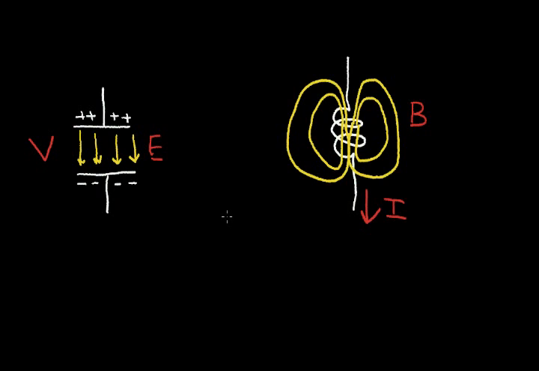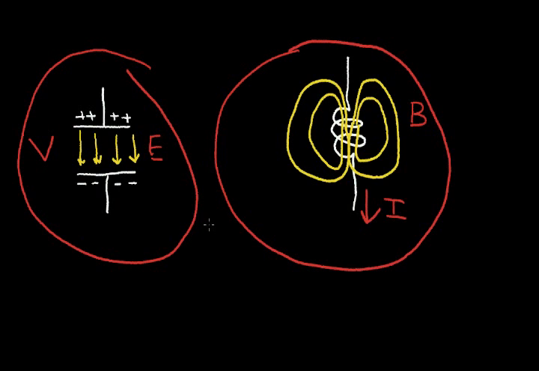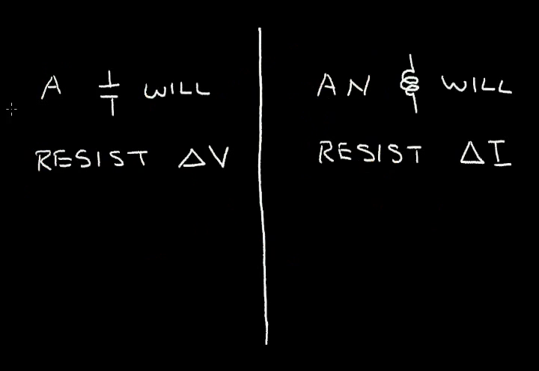You've probably heard the word electromagnetic. The electro part of that word comes from the capacitor, and the magnetic part in electromagnetic comes from the inductor. Let me erase this. Let's continue with our comparison of inductors and capacitors. We know from a previous video that a capacitor will resist change in voltage, but an inductor will resist change in current. So again, the role of voltage and current has reversed between the inductor and the capacitor.